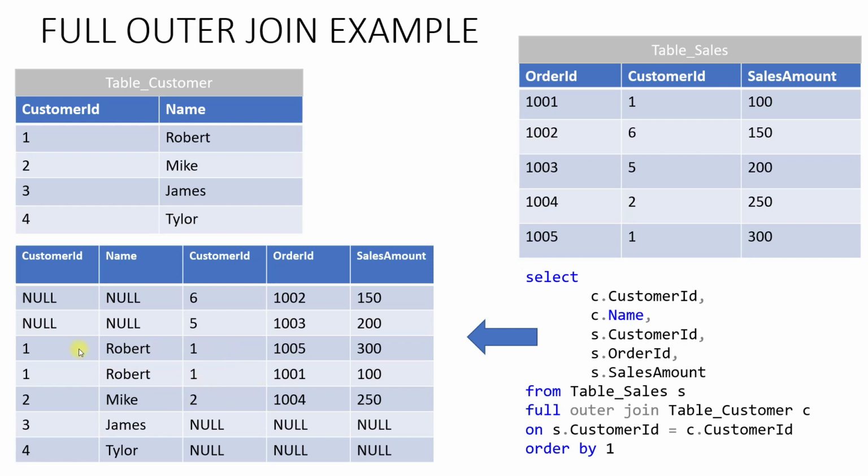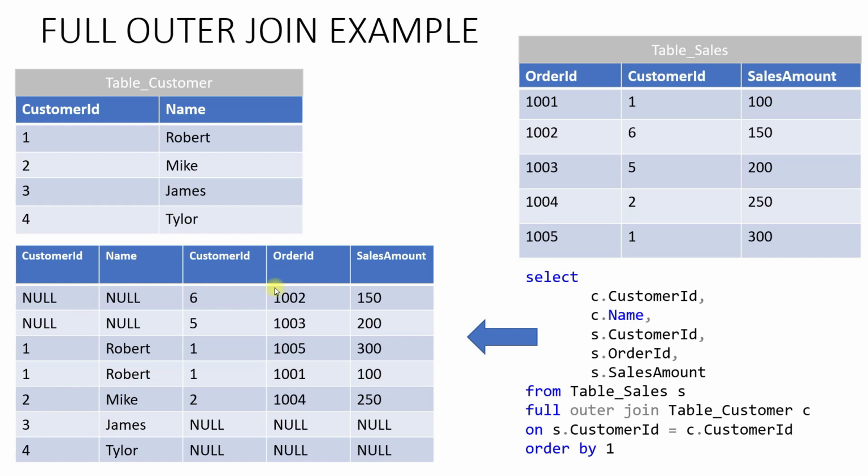And so we see that whether we get a match or not, because here we don't get a match, here we don't get a match, but here we get matches. So it doesn't matter if we get a match or not, we still take all of the rows from table 1 and all of the rows from table 2. And where there is no match in both tables, we will have null values on those fields.